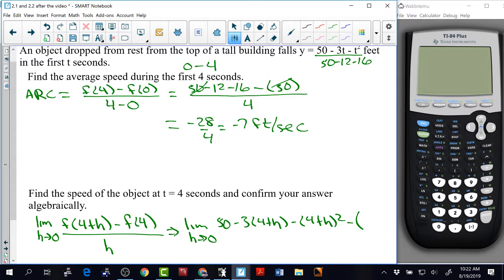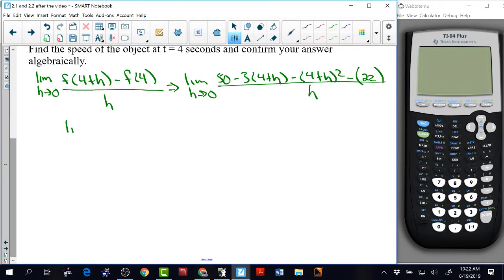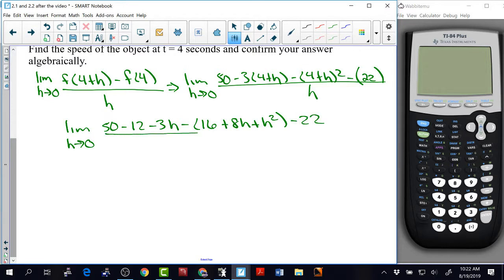What's 50 minus 12? 38. What's 38 minus 16? 22? All over h. All right, I have some algebra to do now. Limit as h approaches 0 of 50 minus 12 minus 3h minus 16 plus 8h plus h squared, minus 22, all over h.